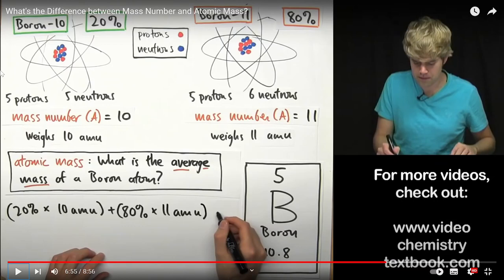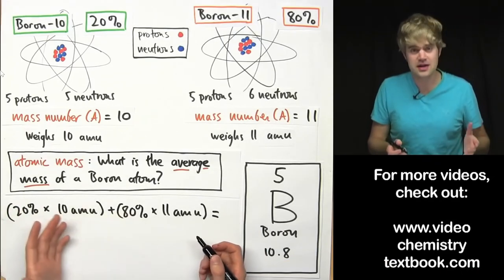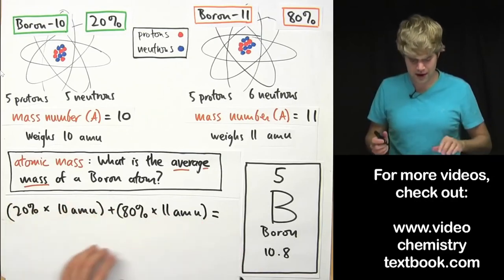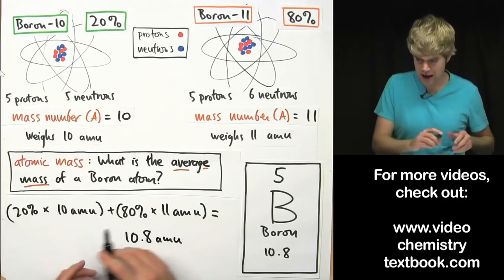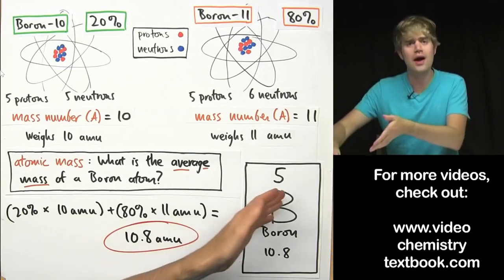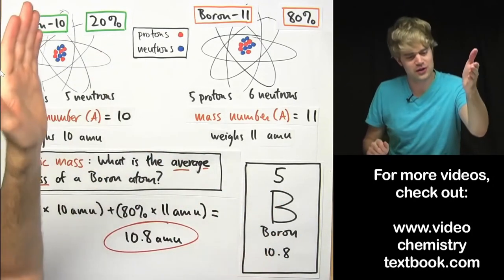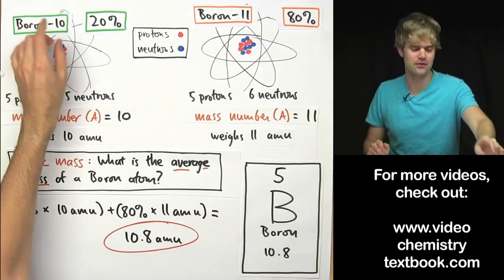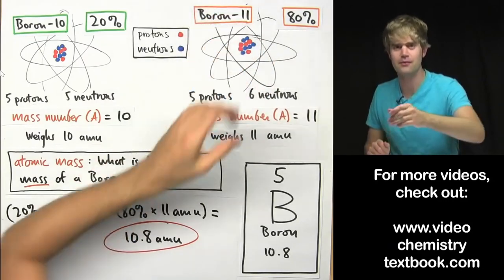And if you didn't follow any of that, that's okay. You don't need to be able to do that calculation, okay? But if you are interested, here it is. When we do that math, we have to convert the percentages into decimals. But when we crank through this, we end up with 10.8 AMU. And this tells us what the average weight of a boron atom is, taking into mind that only 20% of the boron atoms out there are boron 10, and 80% of the boron atoms out there are boron 11.